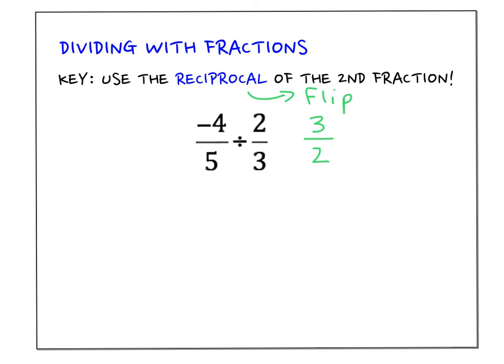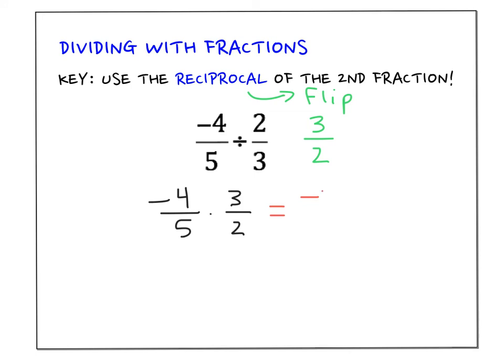Now, why you use the reciprocal is essentially to change it to multiplication. We're saying that negative 4/5 times 3/2, 3/2 being the reciprocal of 2/3, is exactly the same thing as negative 4/5 divided by 2/3. So why we switch it is because if you remember multiplication of fractions, we just multiply across the top and multiply across the denominators.